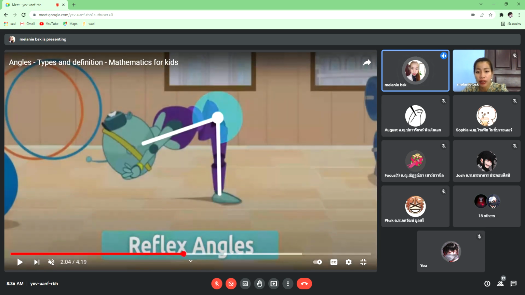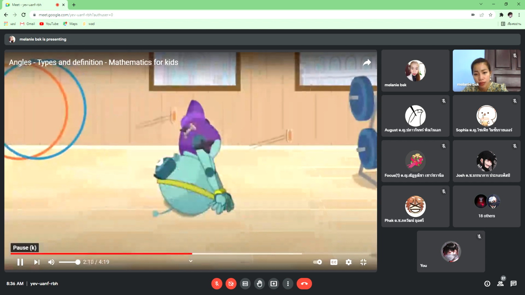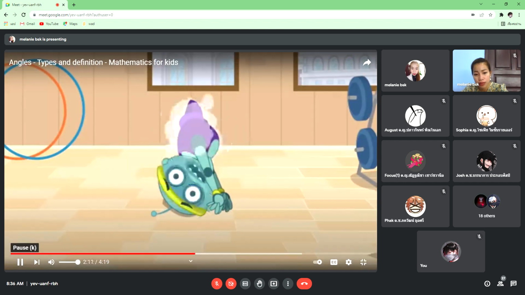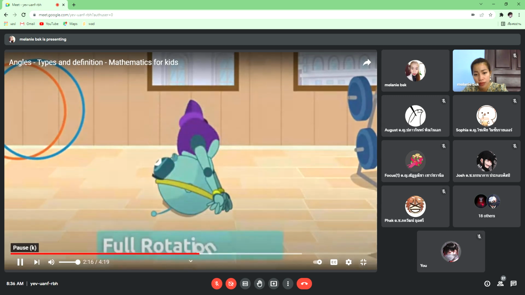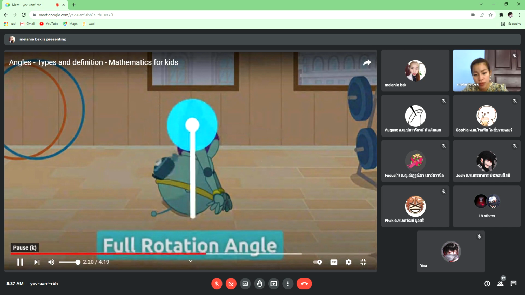the reflex angle? Uy, See how good I am at this pose? Look, I could stretch even more. Ouch! I think I overdid it a little. Well, that's a full rotation angle. These angles measure 360 degrees.